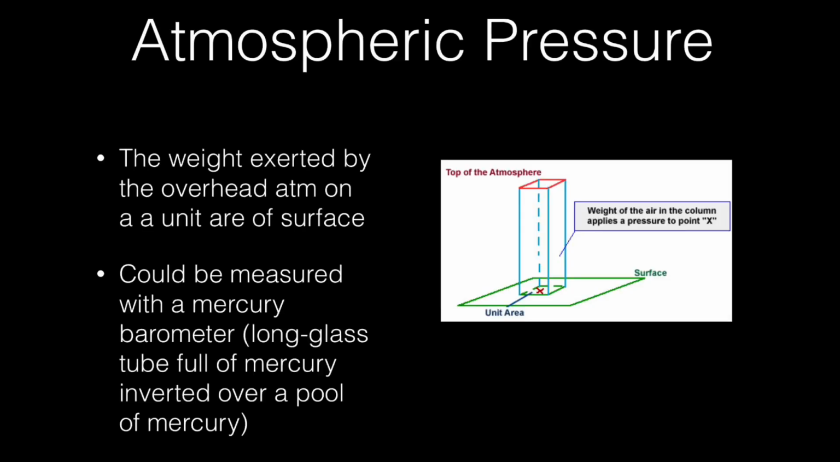A fun fact: the pressure exerted by the weight of the atmosphere at sea level, aka the atmospheric pressure, happens to be 101,325 pascals, which is roughly 14.69 pounds per square inch.